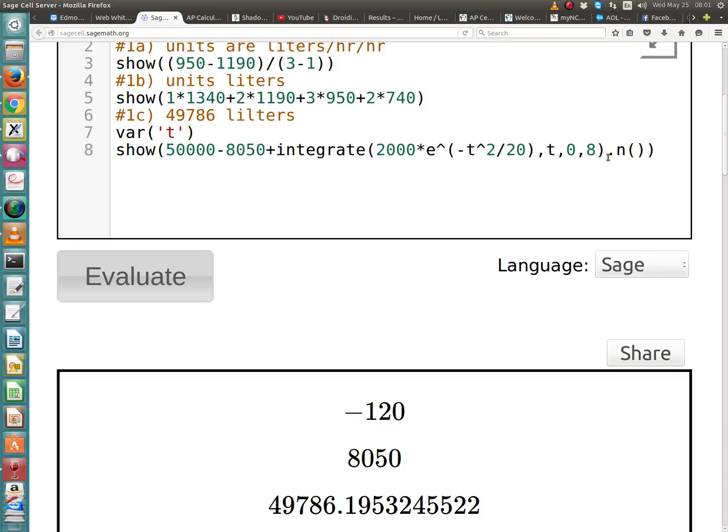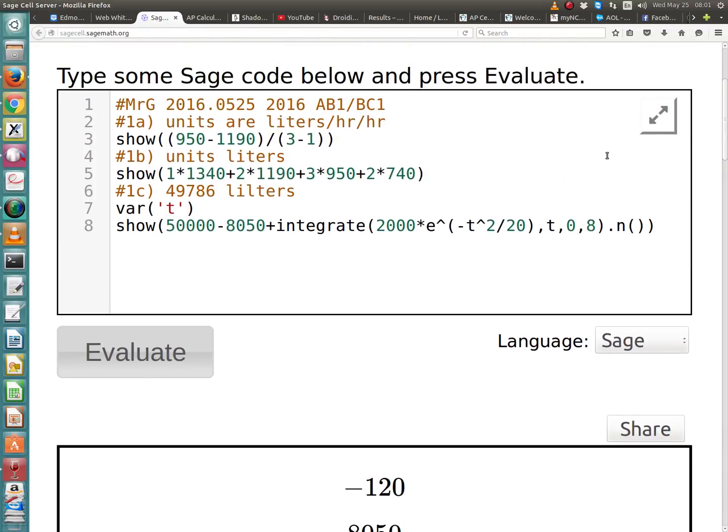All right, how about that? Any questions how we did A, B, or C? BC1. Liters. Yeah, that's a new unit, by the way. They just came up with it.